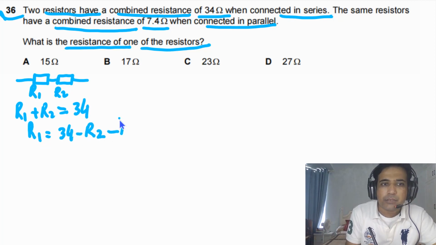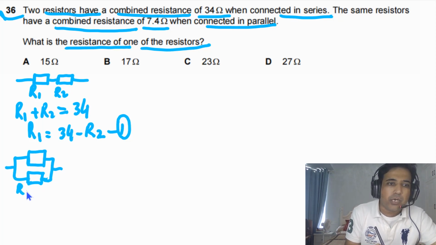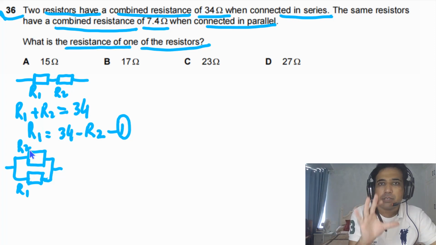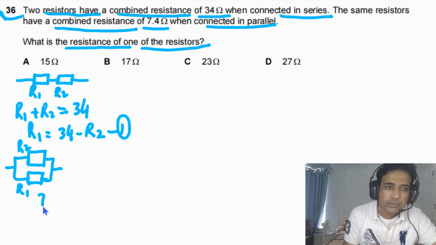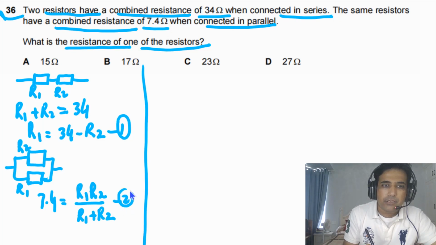So we can say this is equation 1. Later we will need this one. And for the second setup, we have two resistors connected in parallel. So we can draw this one: two resistors connected in parallel. This is our R1, this is R2. Order doesn't matter. The total resistance of these two is equal to 7.4. So we can write that this will be equal to the product of these two resistors divided by the sum of these two resistances. We can say this is our second equation.